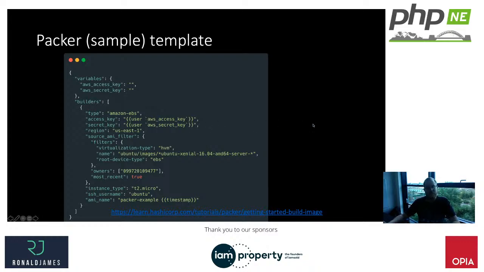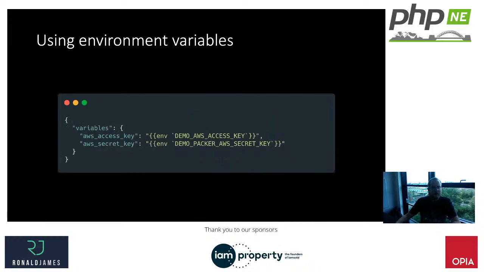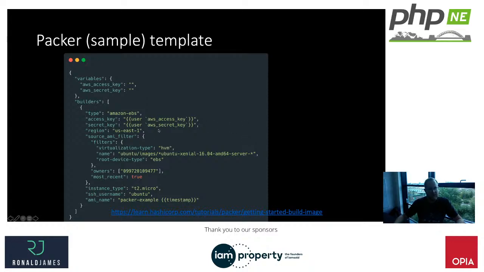We can pluck those from the environment if we want to. So in most cases, you're not going to want to have your access key and secret in a template like this that potentially would go in version control. So instead, we can pluck that from the environment and say, okay, retrieve these bits of data from the environment, and then we'll use them within our Packer build.